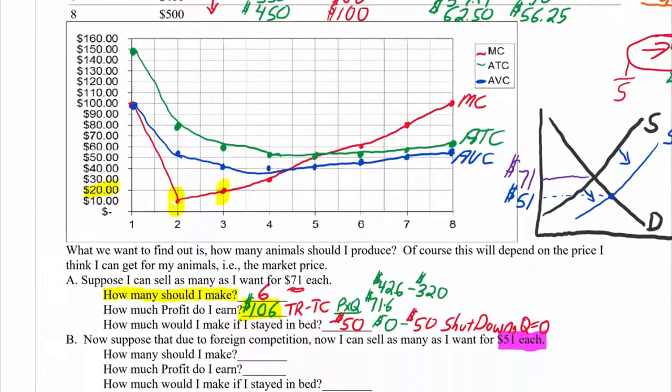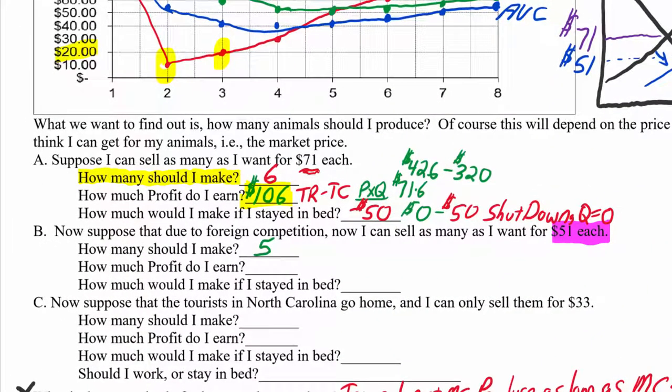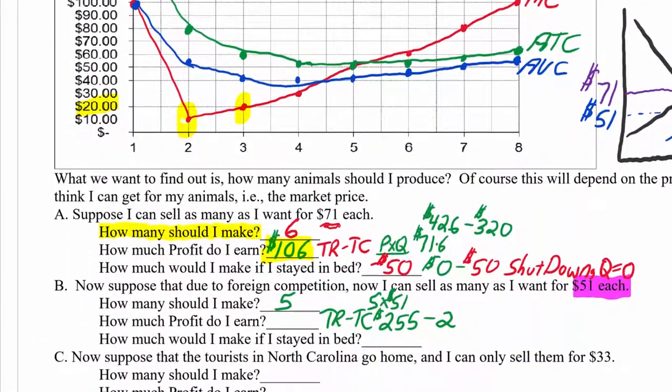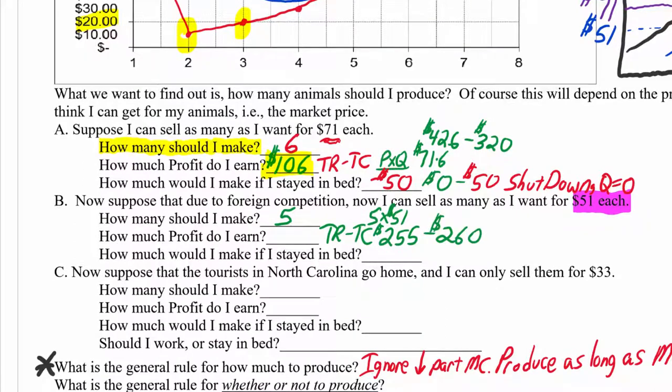So our answer would be produce 5 units. How much profit are we going to earn if we do this? All right, well, we do total revenue minus total costs like before. Total revenue is going to be 5 times $51 equals $255 in total revenue. Minus our total cost up here is $260 for producing 5 units. And our profit is going to be negative $5. So we could say a loss of $5 or a profit of negative $5.